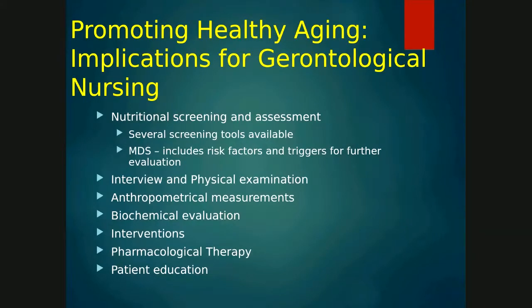And so always going back to assessment, nutritional screening, there are several screening tools available, which I think we covered in the GI lecture. The minimum data set includes risk factors and triggers for further evaluation, interview and physical exam. We talked about anthropometrical measurements, biochemical evaluations, including chemistries, and then different interventions that can help.